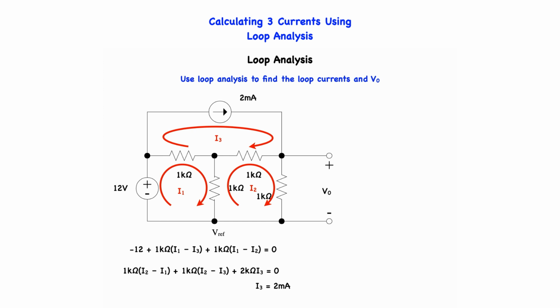In order to simplify the calculation, I'm going to make the 1 k-ohm in both equations 1 ohm, as long as I remember that the currents inside the brackets are going to be reading in milliamps. Now that leaves us with minus 12 plus (I1 minus I3) plus (I1 minus I2) is equal to 0 for the first equation, and this for the second equation, (I2 minus I1) plus (I2 minus I3) plus 2I3 is equal to 0.